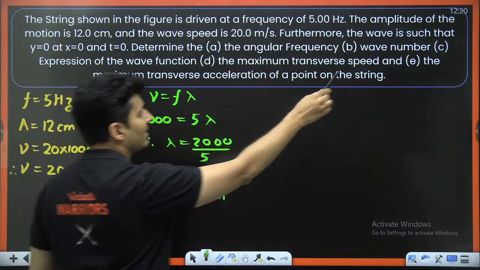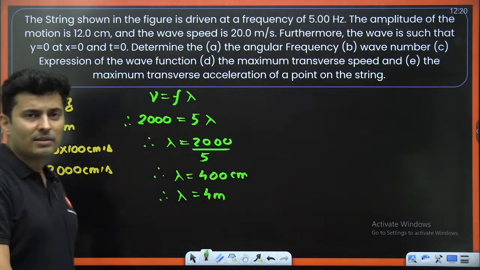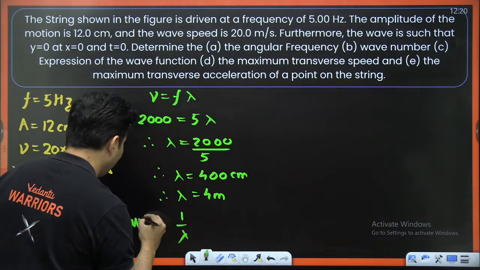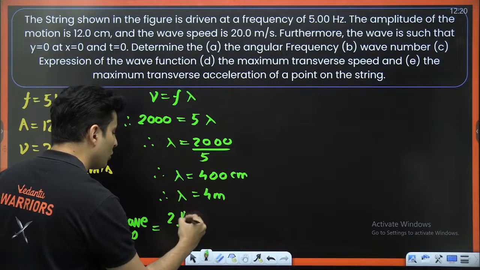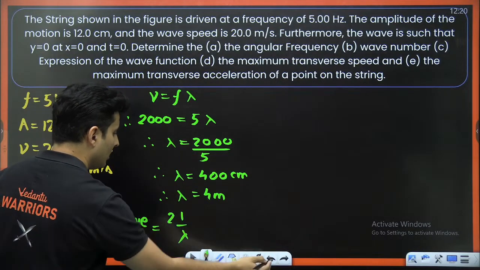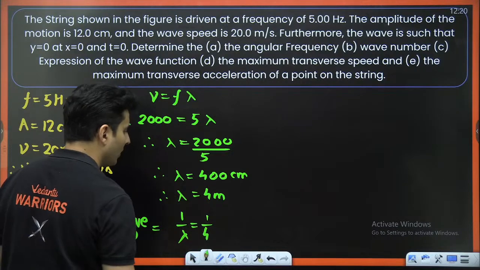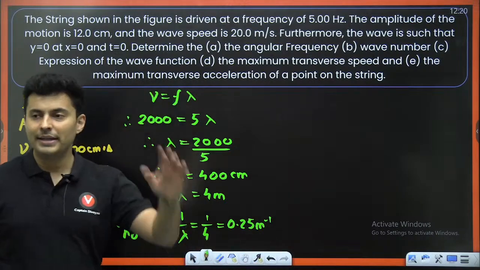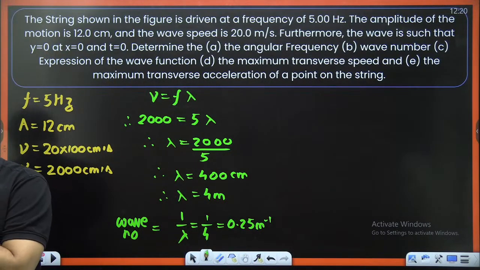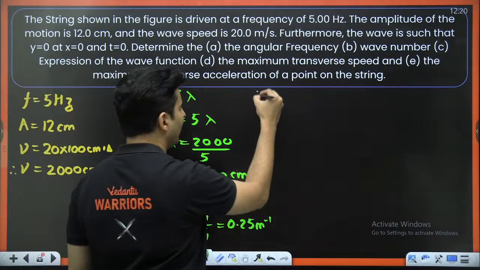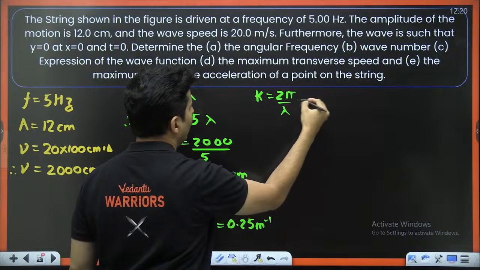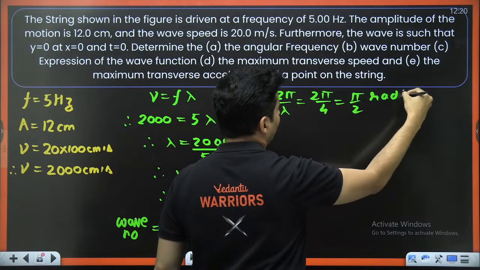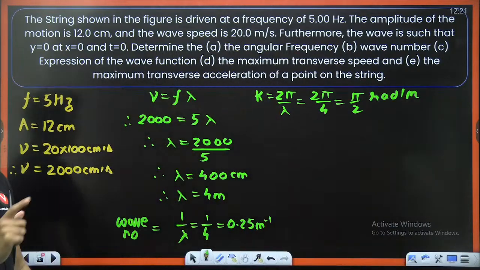Okay, so wave number is asked, not angular wave number. If it was angular wave number, it was 2 pi by lambda. So 1 by lambda is also called just the wave number. Angular wave number means 2 pi. If there is no angular word mentioned, then it is just 1 by lambda. So it is 1 by 4 of a meter, which is basically 0.25 per meter. Is that clear? If they asked you the value of k, then it would have been 2 pi by lambda, which is 2 pi by 4, which is pi by 2 radian per meter.